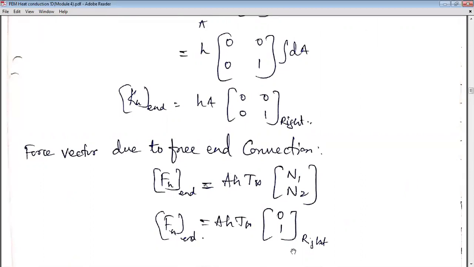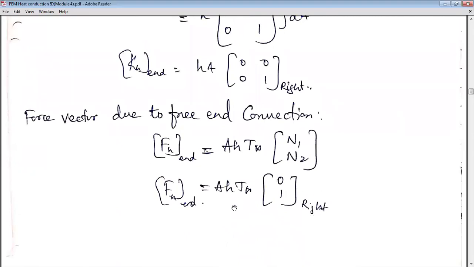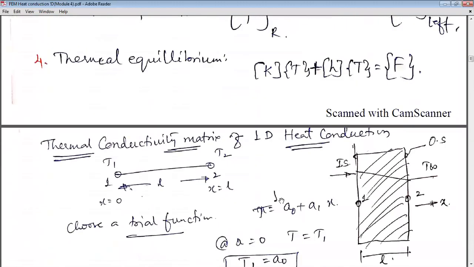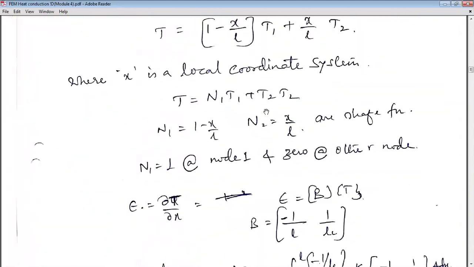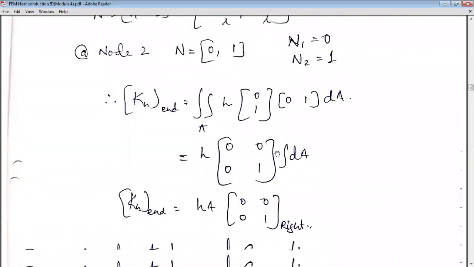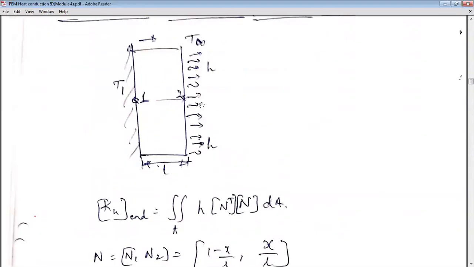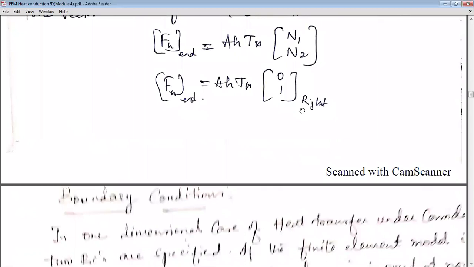The right hand, if it is [0, 1], N1, N2. N1 is 0, N2 is 1. Look at this. To the right, A H T infinity times [0, 1]. What is this [0, 1]? It is nothing but your shape function. N1 is 0. Why [0, 1], not [1, 0]? Because you are focusing on node 2. Where is H at node 2? H is exposed near to node 2. So [0, 1]. Similar to the left, this will change to [1, 0].